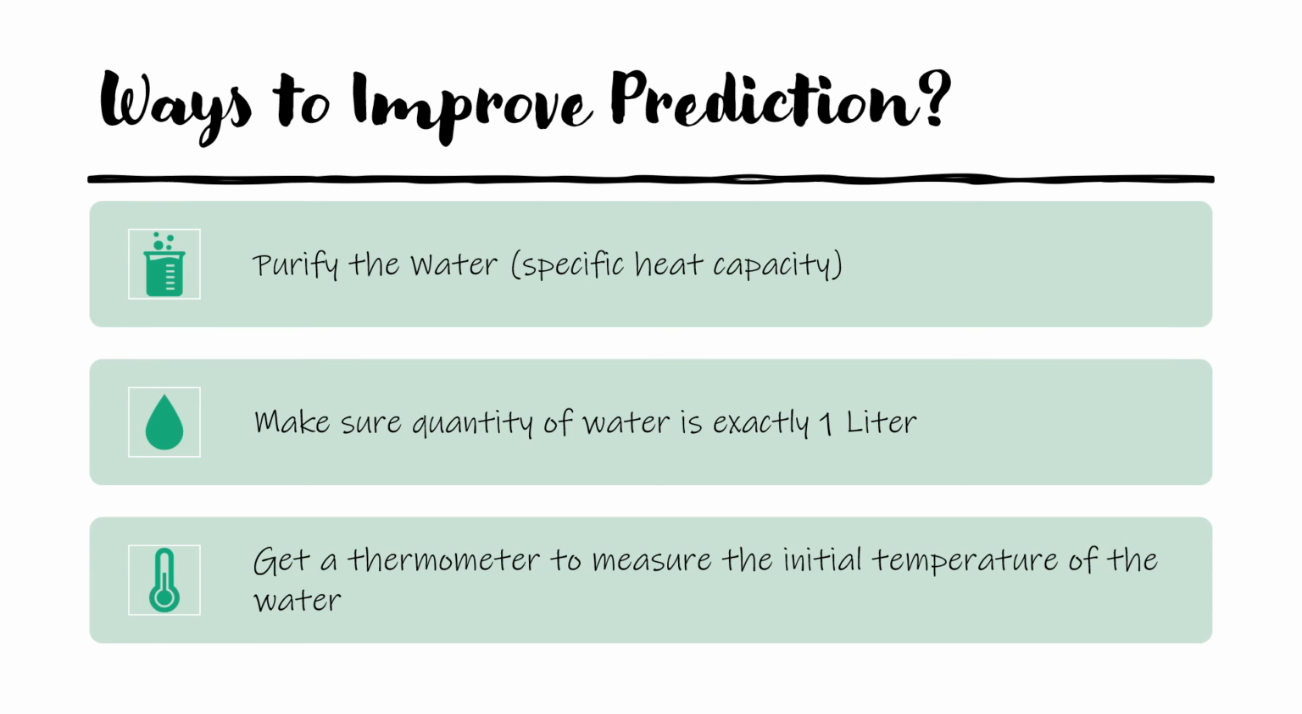Overall, there are many ways that we can improve the prediction in this lab. This would include purifying the water to make sure that the specific heat capacity is correct for H2O, and also making sure that the quantity of water is exactly 1 liter, and we can do this using a graduated cylinder. And we could also probably make sure that we have a thermometer to measure the initial temperature of the water before we start, to see if there could be anything else affecting our system.